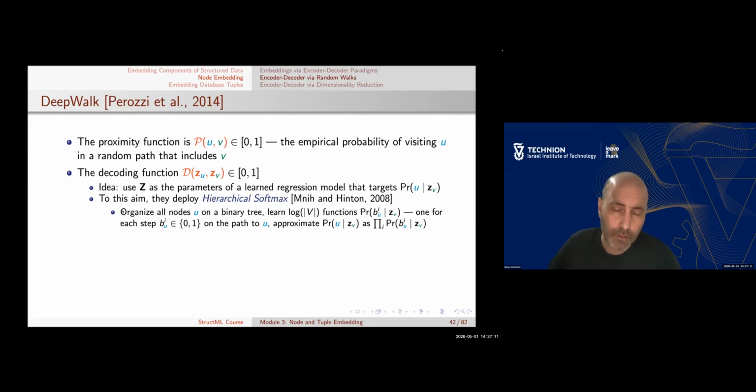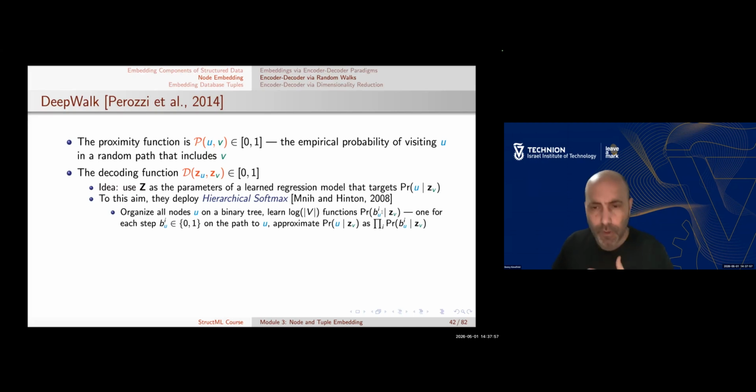They use the concept of a hierarchical softmax, where they basically say, let us put all of the nodes in a balanced tree. And then, given a context word v, we will try to guess where u is in this tree. Basically, we will try to match this probability with the proximity. We will see how they do that.